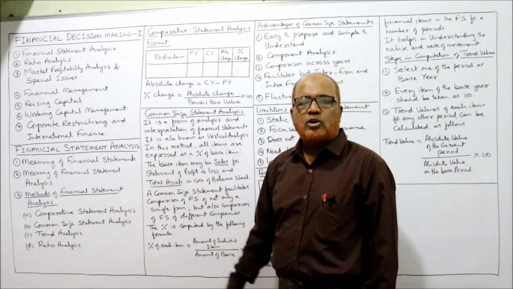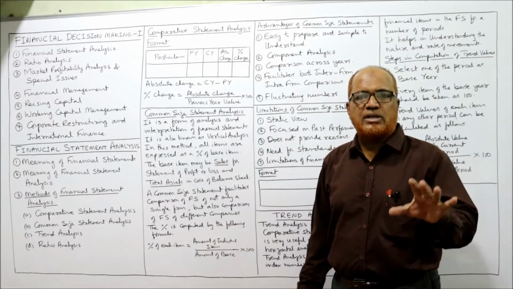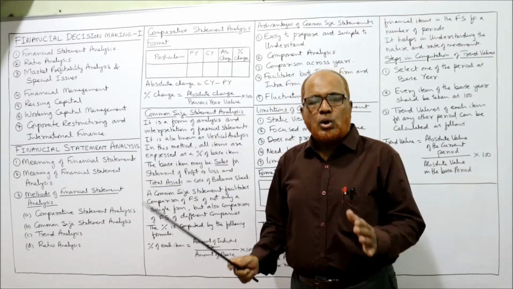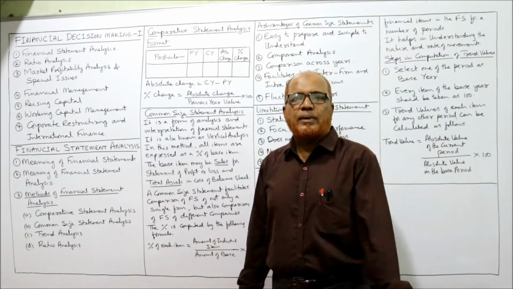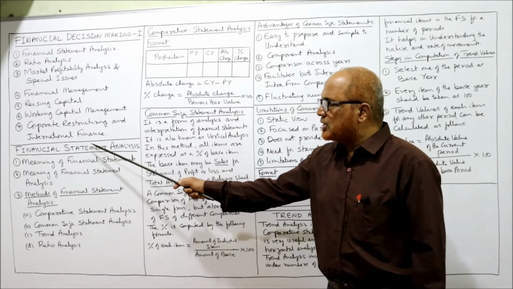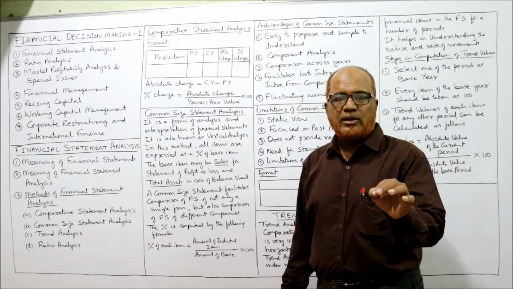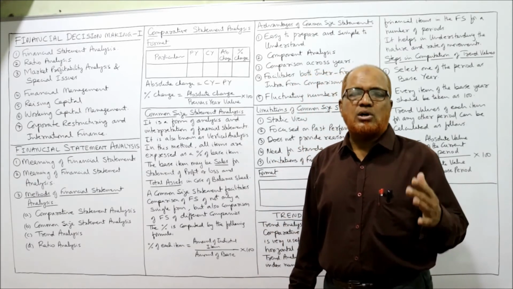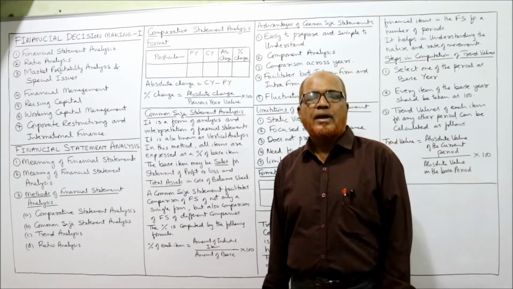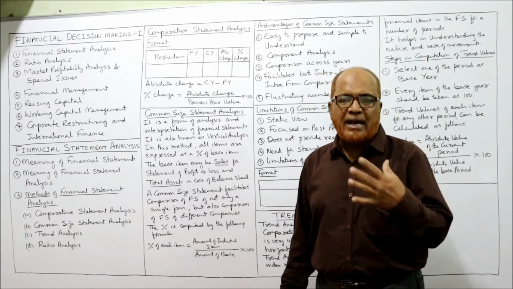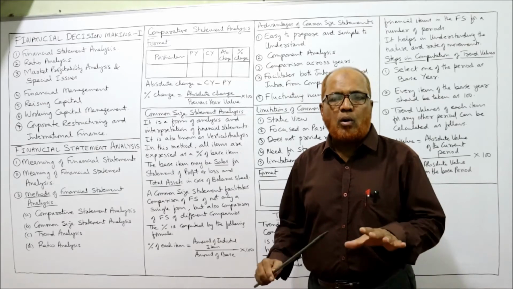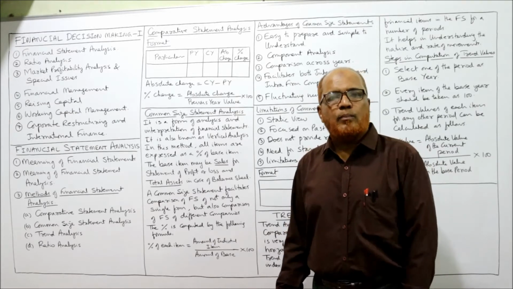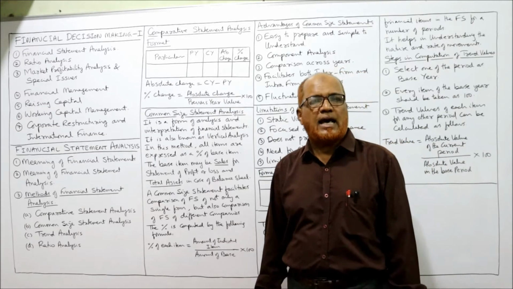So these are the 7 topics I am going to cover in this subject, Financial Decision Making 1. The first topic I am going to take up is financial statement analysis. In this video, I am going to explain what financial statements are, what the methods of analyzing the financial statements are, and how to make the analysis of financial statements. All this theory I am going to explain. In the next video, I'll start the problems on financial statement analysis.